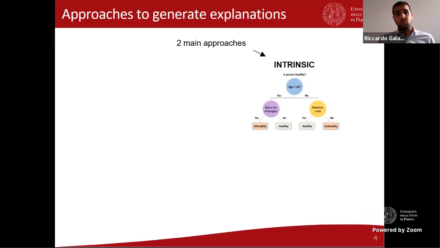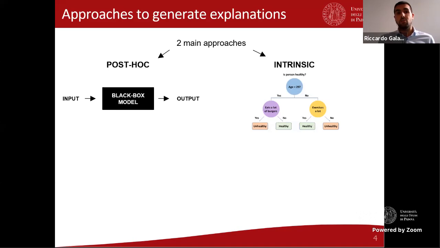The first, called intrinsic, is one in which, as you can see, the explanations come directly from the model itself. For example, here, there is a tree-based model that is very, let's say, interpretable. You can understand very well why a person is predicted to be healthy or not. The problem is that these models usually lack accuracy. The other approach that has been proposed is a post-hoc approach, in which from an input you train your black box model and then you get an output. Then explanations come from an external algorithm that is applied afterwards on top of that.